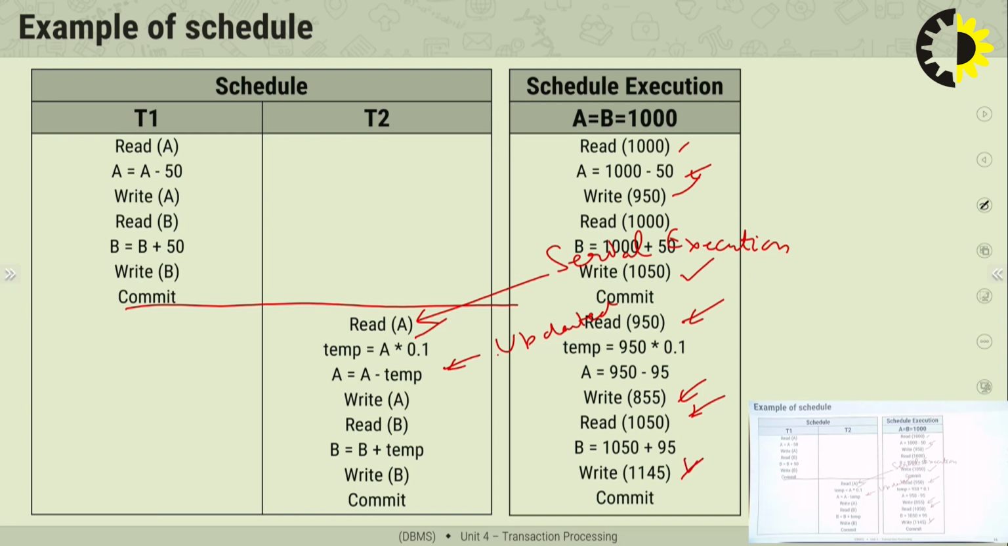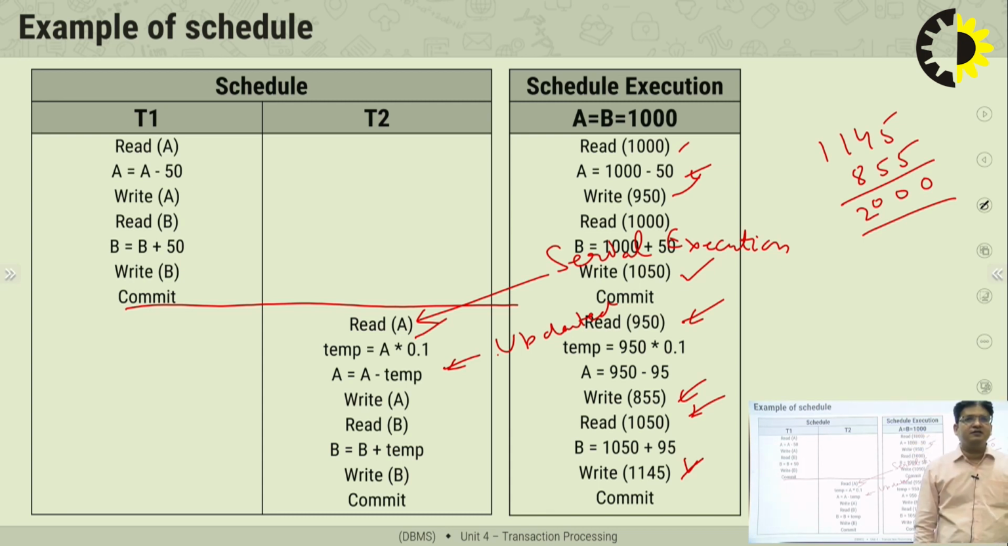Now we must check whether the property of consistency has been maintained or not. So the final values are 855 and 1145. Adding them, the total is 2000. So the total after the transaction has committed is still 2000, and the initial values of A and B were 1000 and 1000, so the initial sum was also 2000. So the property of consistency is maintained as the final value remains unchanged.